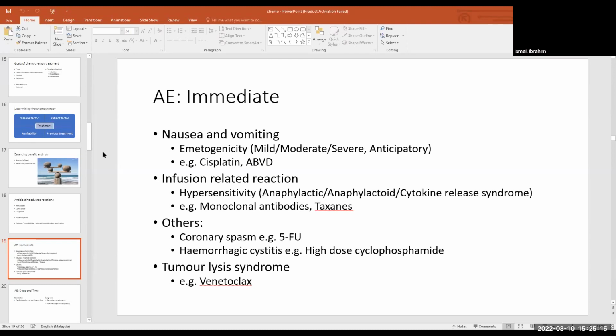Another immediate reaction people can get is hemorrhagic cystitis, especially when you're using high dose cyclophosphamide. In that setting, we use Mesna as well, which is a medication that reduces the incidence of cystitis in cyclophosphamide. Another immediate adverse effect is tumor lysis syndrome. This is another topic to discuss, but it's a factor of the disease and as well a factor of the use of chemotherapy like venetoclax. Very prone to get tumor lysis syndrome.